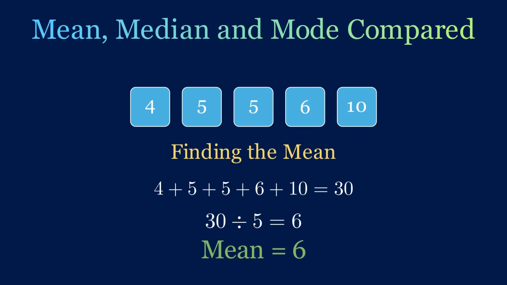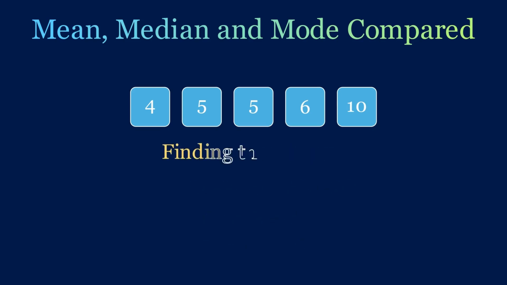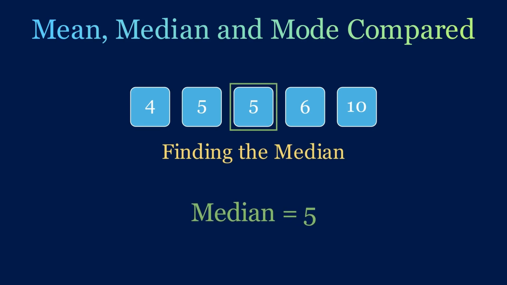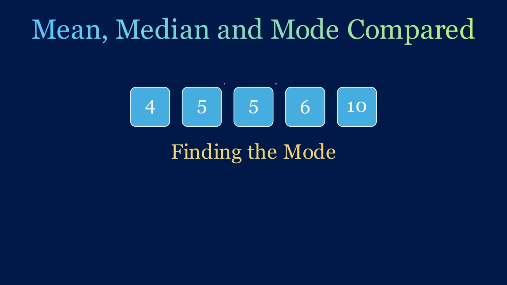Now let's find the median. The numbers are already arranged in order. The middle number is 5. So the median is 5. Next, let's find the mode. Which number appears most often? The number 5 appears twice. All the other numbers appear only once. So the mode is 5.